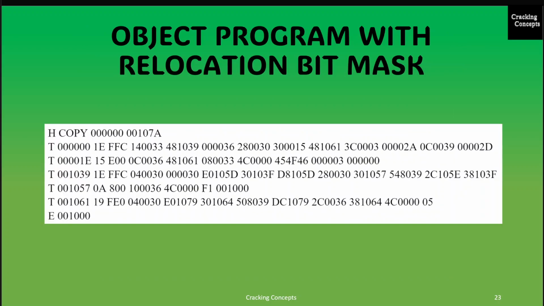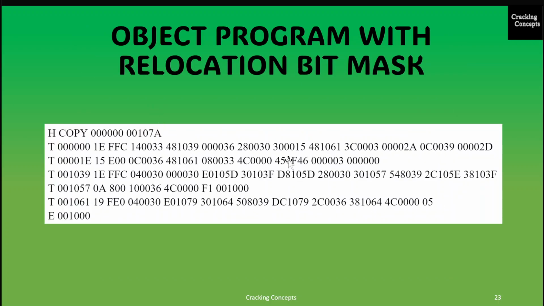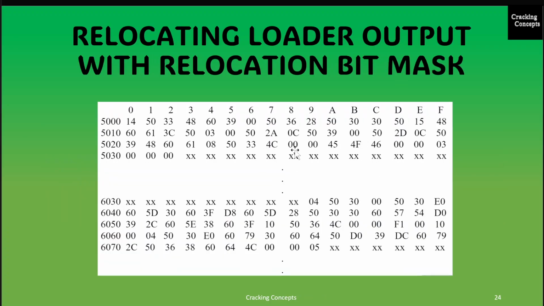For example, if we look here, the first value 140033 is to be modified because the relocation bit is 1 there. If you see here, it is modified as 145033. Similarly, we saw that in case of a data constant in the second text record, starting from here, no modification was necessary. That is reflected as such here. 5000 is not added to any of these values.